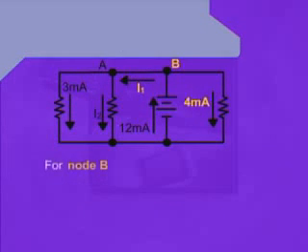For node B, we can see from the circuit once again that the current I1 is leaving node B. Also, the current value of 4 milliampere is leaving it, whereas the current value of 12 milliamperes is approaching node B. Hence, we can write the node equation for node B very easily as minus 12 milliamps plus 4 milliamps plus I1 equals 0.